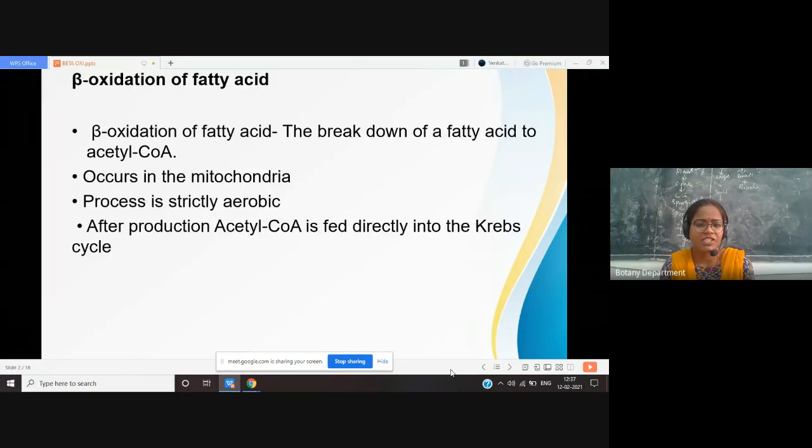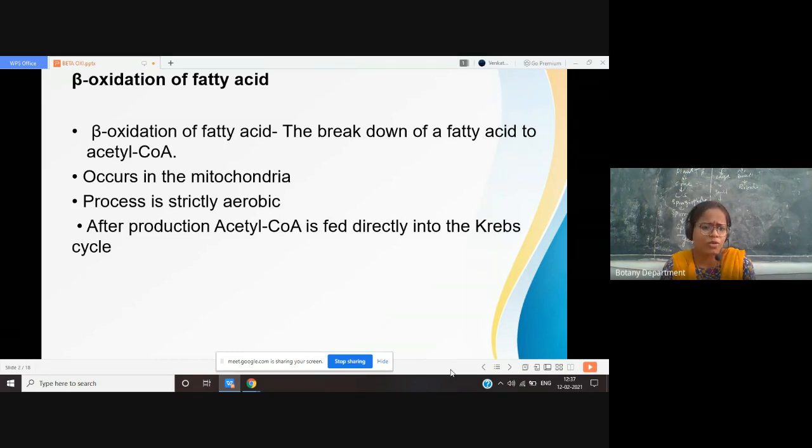What is beta oxidation of fatty acids? The breakdown of fatty acid into acetyl CoA. The conversion of fatty acid into acetyl CoA is nothing but beta oxidation of fatty acid. In this process, oxidation of fatty acids happens. It occurs in the mitochondria, which is the powerhouse of the cell. The process is strictly aerobic. That means we need the help of oxygen for the process to happen.